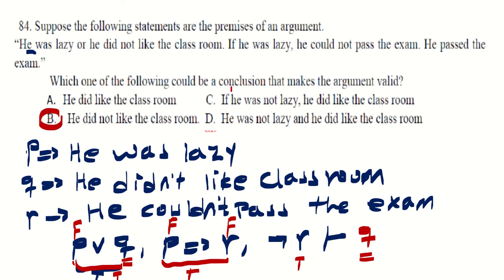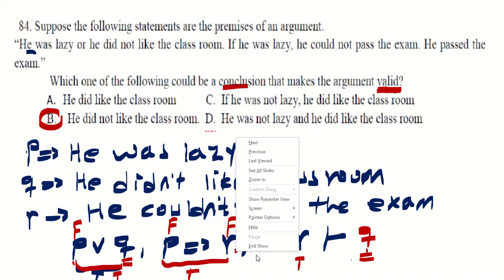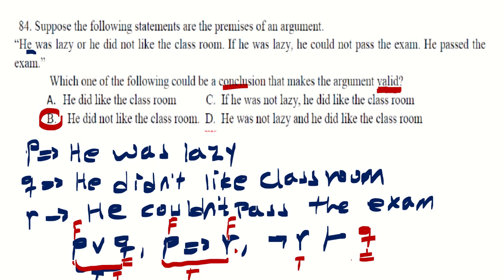The question says which one of the following could be the conclusion that makes the argument valid. To be valid, the conclusion must be Q, because we go step by step. First, R is true as a premise. That means negation R is false. From this, we go back. If negation R is false, the whole is already a true premise. So in the case of implication to be true, if the conclusion part is false, the premise has to be false necessarily. So P is false, we got it. If P is false, it's combined by or and the whole is true, so necessarily Q must be true. So the conclusion has to be Q to be valid.